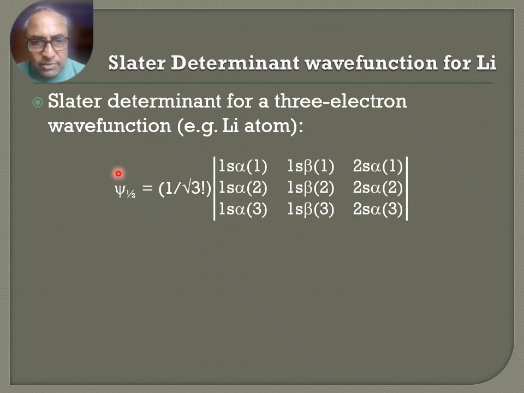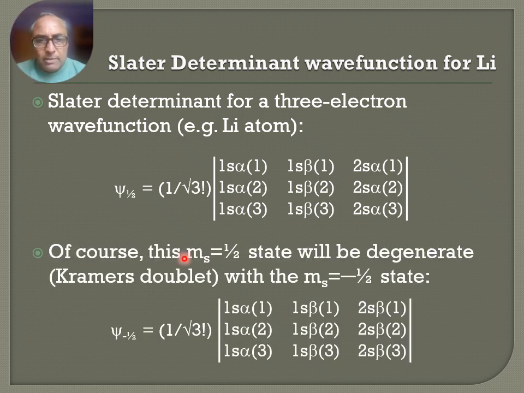Of course, this is just the ms equal to plus half component, that is where the unpaired electron in lithium has up spin. We'll also have the ms equal to minus half component, where the unpaired electron in lithium has down spin or beta spin. Okay, so this ms equal to plus half state will be degenerate with the ms equal to minus half state, and this is known as the Kramer's doublet.